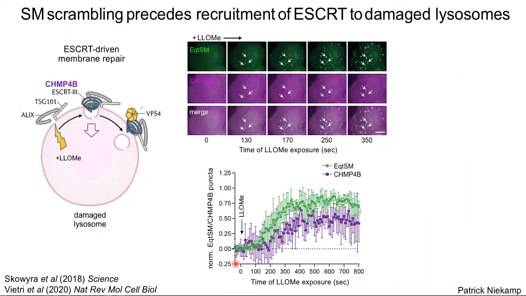And as shown here, Patrick found that mobilization of the sphingomyelin reporter to LLOMe-damaged lysosomes indeed precedes the recruitment of the ESCRT-III subunit CHMP4B, with a time gap of about 30 to 60 seconds. And this raised the possibility that cytosolic sphingomyelin may actually serve as a binding site for ESCRT components.